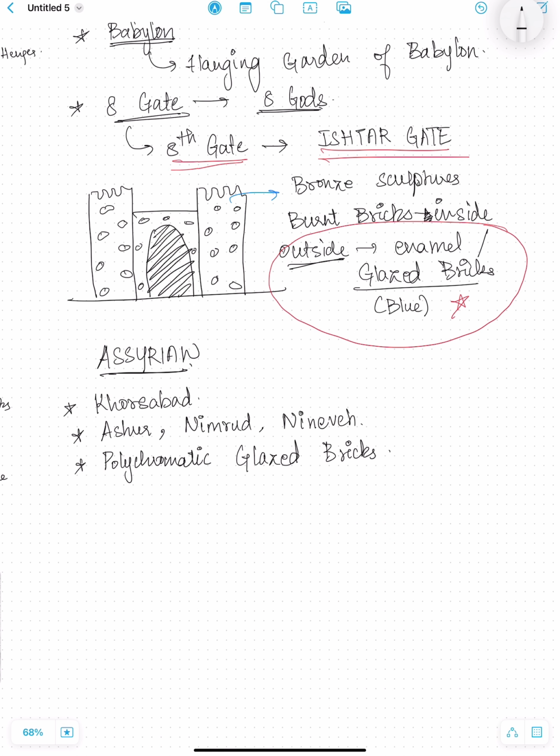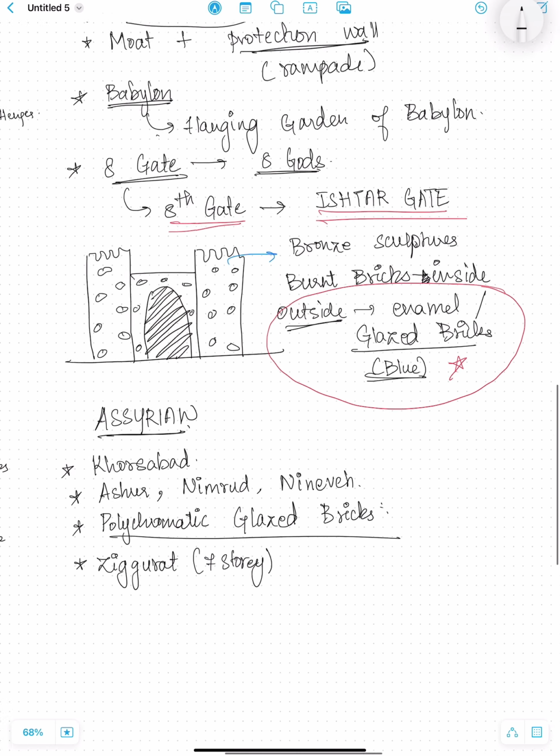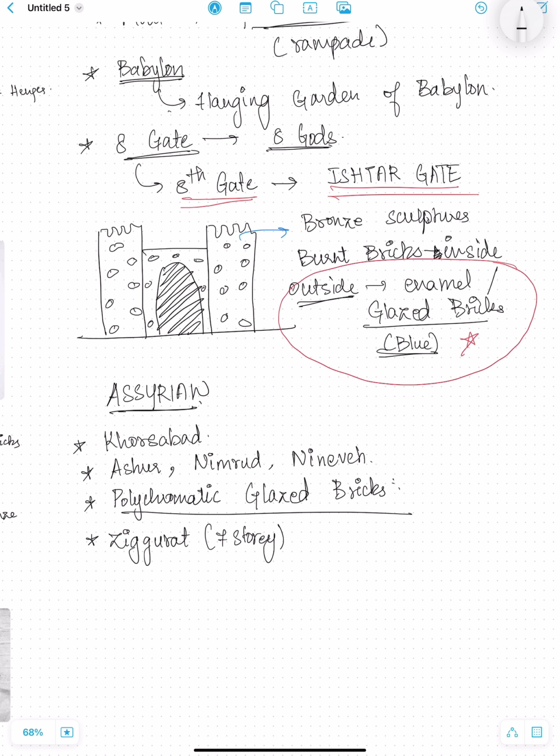So in Babylon civilization they used blue color. Here they started making other colors as well. So it was polychromatic glazed bricks, and here the ziggurats started becoming 7-story high. In Sumerian civilization, we talked about how it was generally 3-story high. In Assyrian civilization, the ziggurats started becoming 7-story high.